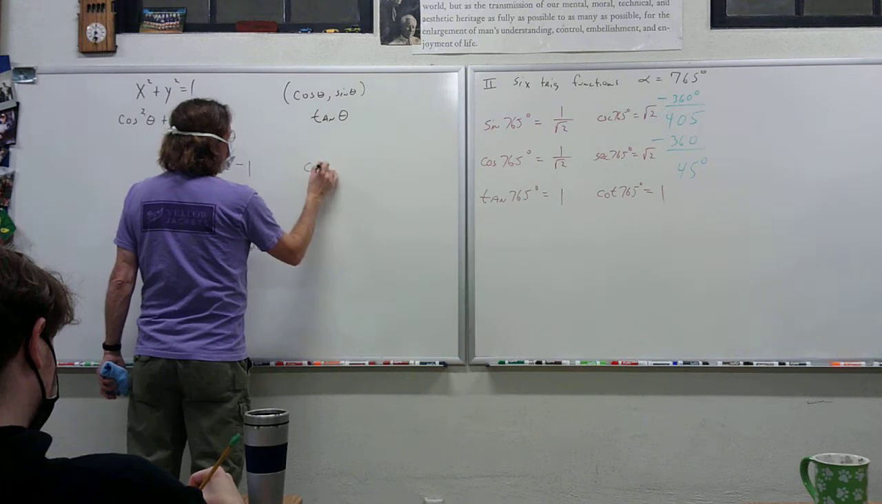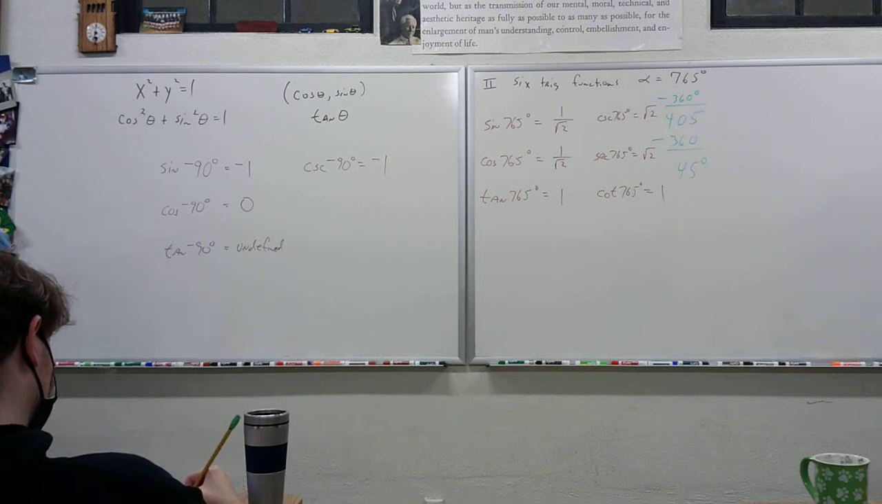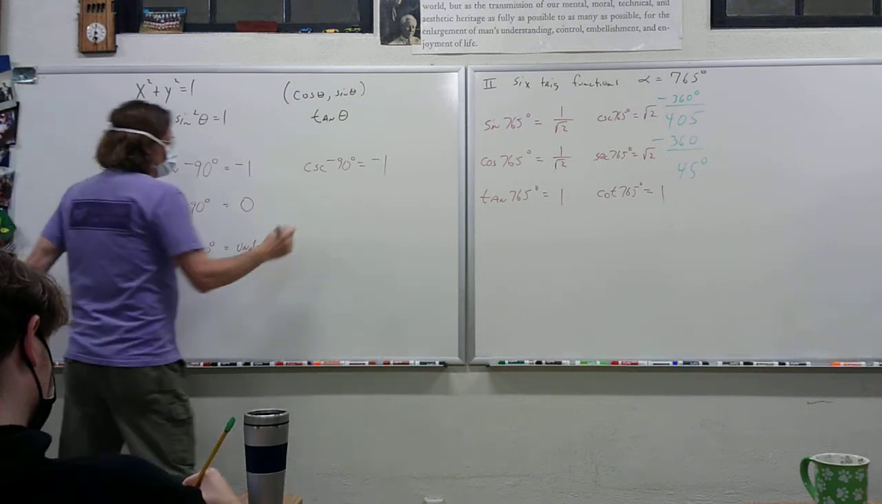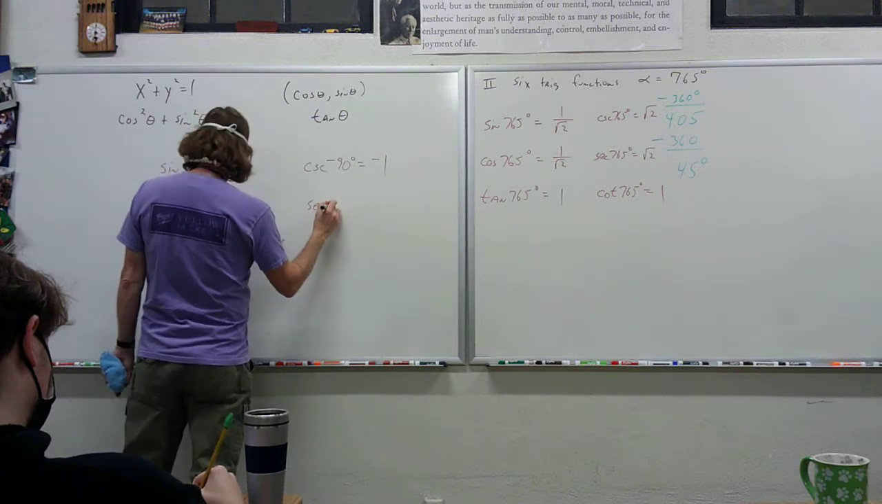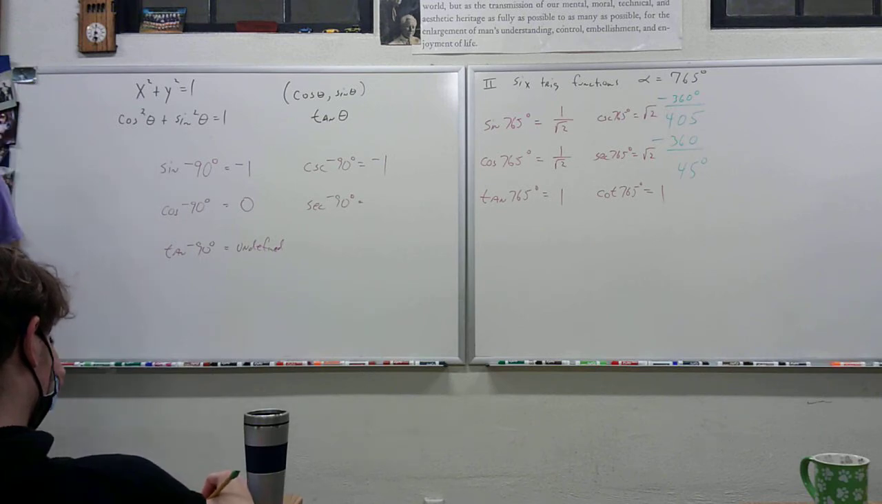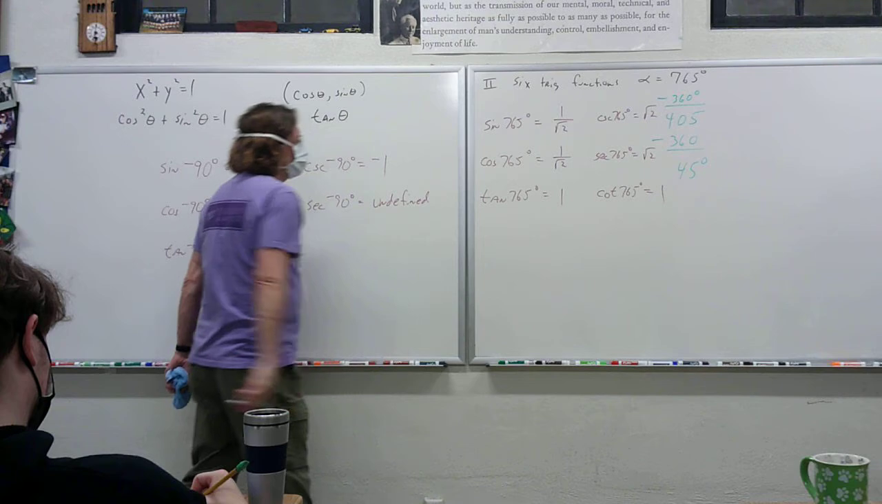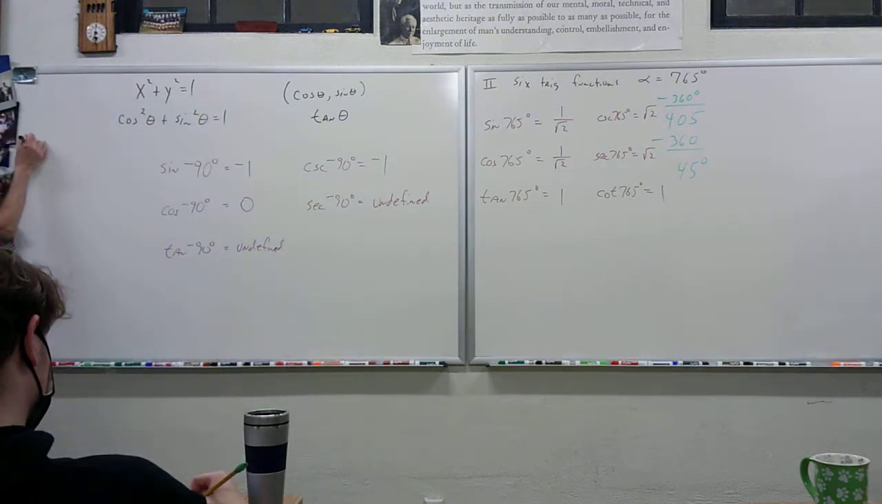Now, here's why I picked this problem. Cosecant of negative 90 degrees is really easy. The reciprocal of negative 1 is still negative 1. Here you got to be careful. The secant of negative 90 degrees would be 1 over 0. What is 1 over 0? Undefined. Yes, ma'am. Thank you. Undefined. Okay, little note. 0 over 1 equals 0. 1 over 0 is undefined.